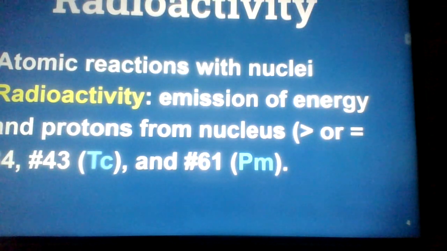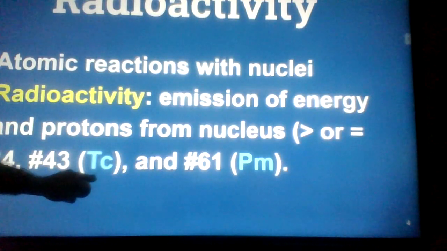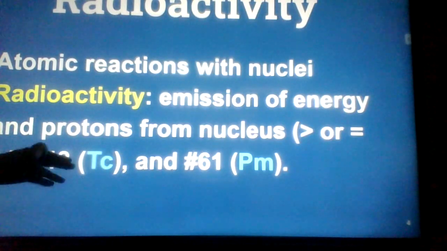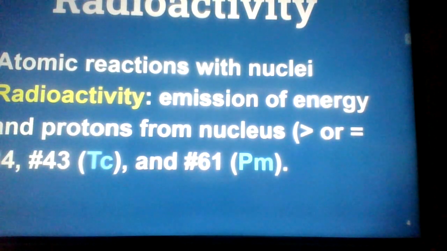Now see right there, this says greater than or equal to 84 plus 43 and 61. Now, element 84 is polonium. If you look at the periodic table in the textbook, you'll see the symbol for radioactive elements starting with 84 and going all the way through 118. But there are also two others. Element 43 is called technetium, also pronounced technetium, depends on kind of which dialect you have. And element 61 is called promethium.